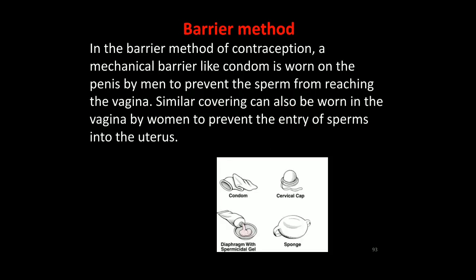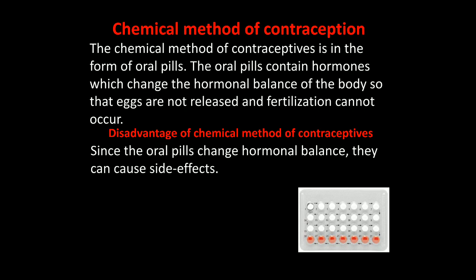In the barrier method of contraception, a mechanical barrier like a condom is worn on the penis by men to prevent the sperm from reaching the vagina. Similar covering can also be worn in the vagina. So this is the barrier method. Next, the chemical method. They are the tablets they take. See, oral pills, they take daily. That is called contraception.